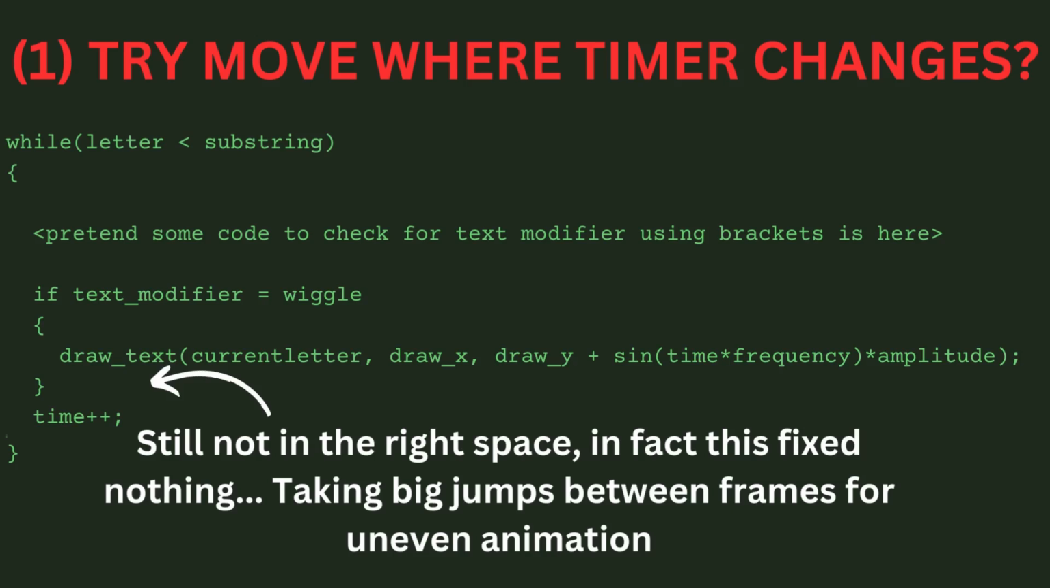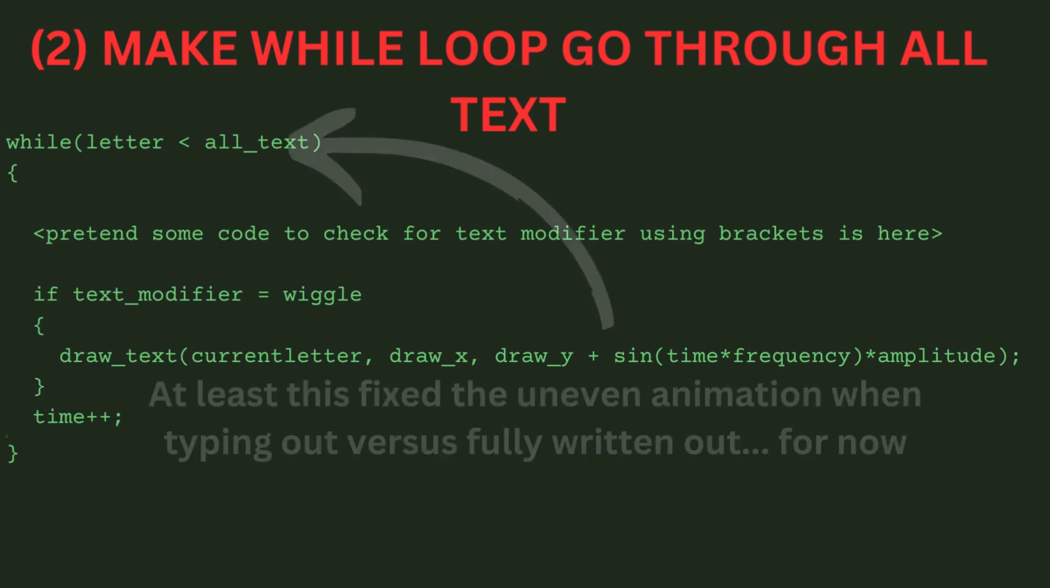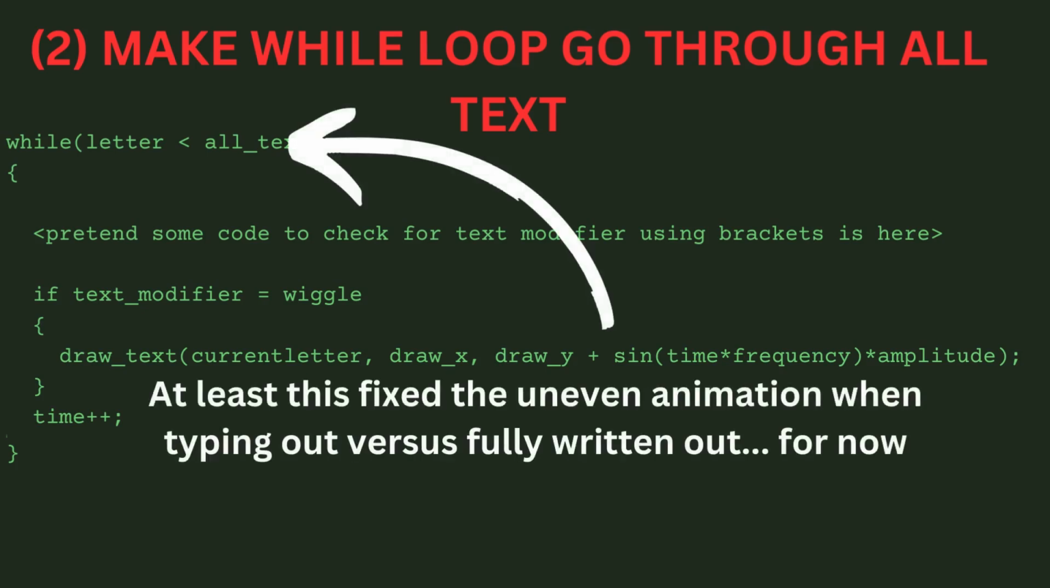The timer is still taking big jumps between frames for a lovely uneven animation. And the second thing I did was I tried to make the while loop go through all of the text, because I thought that would fix the fact that the timer was going up in uneven amounts, because the wiggle would happen much faster as the substring went through. And then when the substring was fully typed, so the substring was the same as the text, it would basically wiggle at a normal pace.